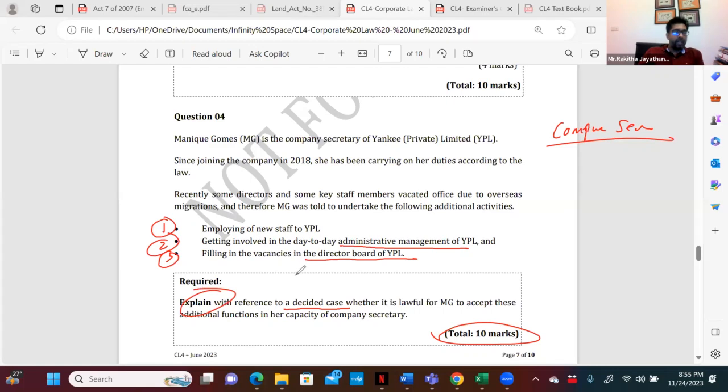What is the case? The case is Panorama Developments Guilford Limited versus Fidley's Furnishing Fabrics Limited. Here you have to explain the facts and the outcome of this case. So if you can't memorize it, go to the relevant section in the Companies Act and write down this case. Panorama Developments Guilford Limited versus Fidley's Furnishing Fabrics Limited. Now here, what happened in this case?